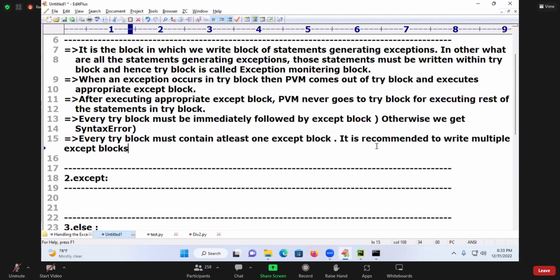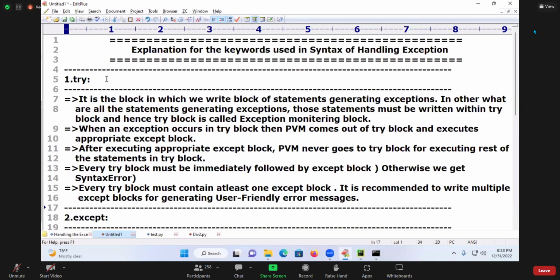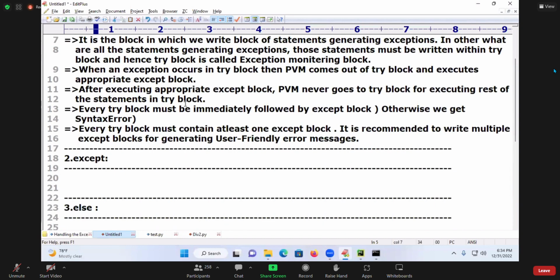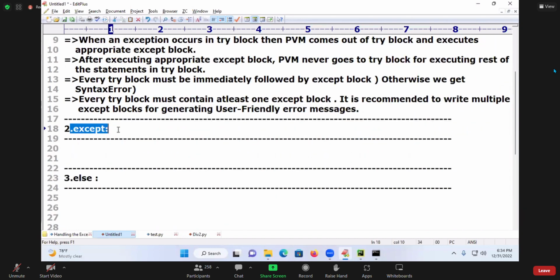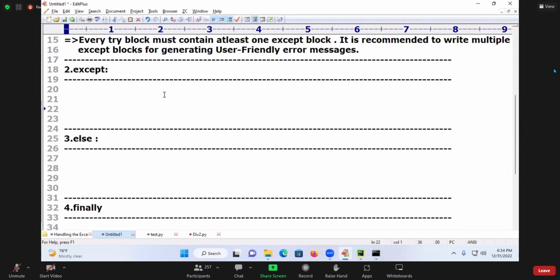It is recommended to write multiple except blocks for generating user friendly error messages. If I display multiple user friendly error messages, the application becomes robust, right? These are the points about the try block. It's very important, students. They will ask you what is a try block, what is an except block, and all those things. Shall I move forward?